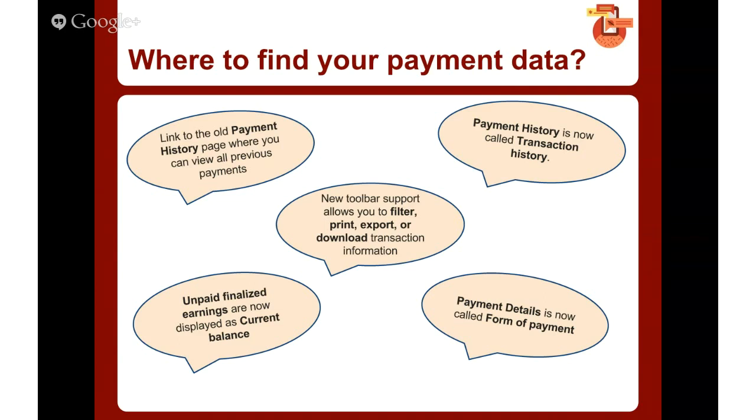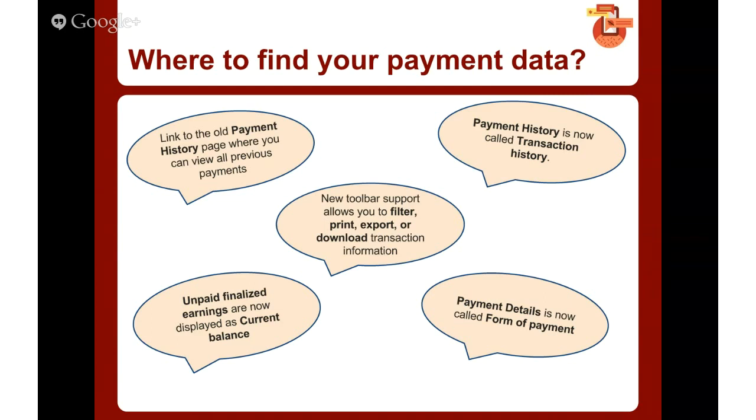So the payments that will arrive in your new AdMob account will go under the transaction history tab. And in the new toolbar, you have support to filter, print, export, and download any transaction information that you deem valuable. Those can also be used as proof in case you have to attach any kind of information for your tax returns for your earnings from AdMob.